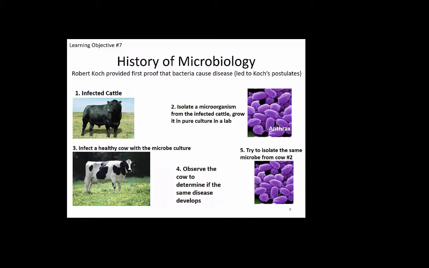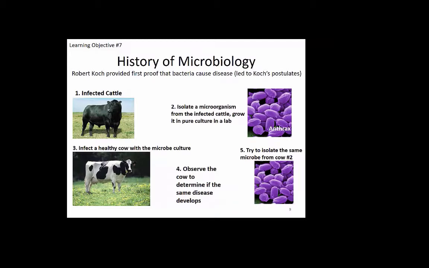Another player in the history of microbiology is Robert Koch, who came up with Koch's postulates that linked microorganisms to disease. In Koch's postulates, there were 5 series of steps to follow in order to link a microorganism to a disease. The first would be to find an organism that is infected and has a disease. The second step would be to isolate a microorganism from the infected organism and attempt to grow it in pure culture in a laboratory.